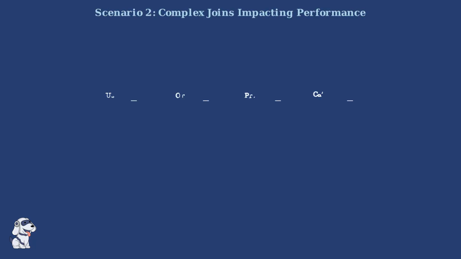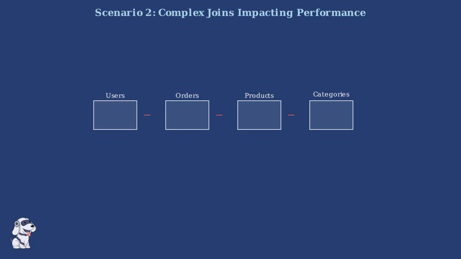Complex joins involving multiple tables can severely impact query performance, especially as data volume grows. When queries regularly require joining 4 or more tables, denormalization becomes an attractive optimization strategy. By strategically duplicating frequently accessed data across tables, we can eliminate expensive join operations. This is particularly beneficial in e-commerce systems where product information, pricing, and inventory data are frequently queried together.